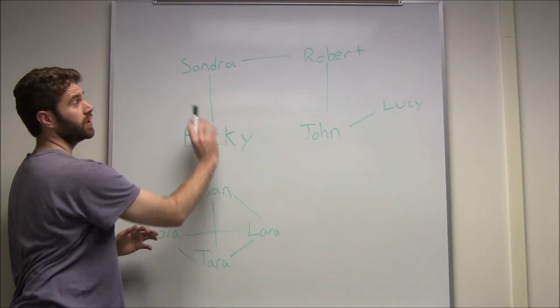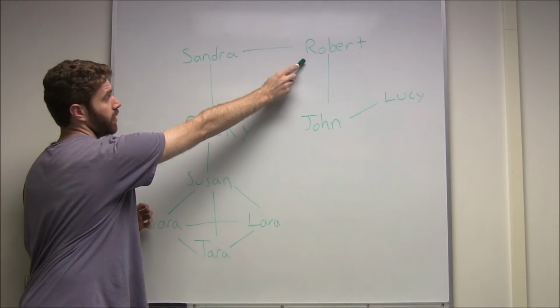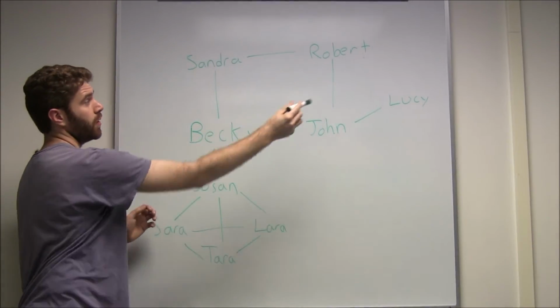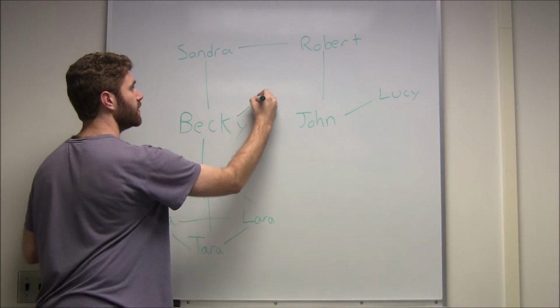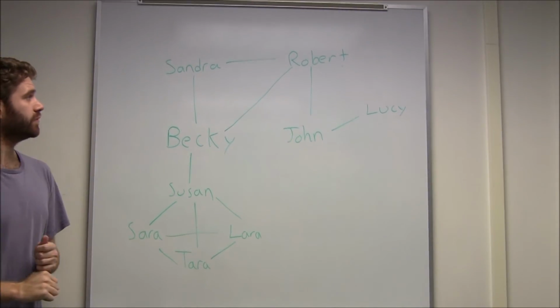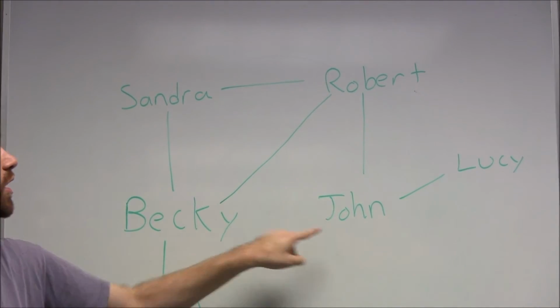Let's try forming a cluster up here. You see how Becky is friends with Sandra, who's friends with Robert? If Becky, Sandra, and Robert start hanging out a lot, we might see the transitivity property, and Becky and Robert could become friends. Now just note that Becky went from being 3 nodes away from John to just 2.